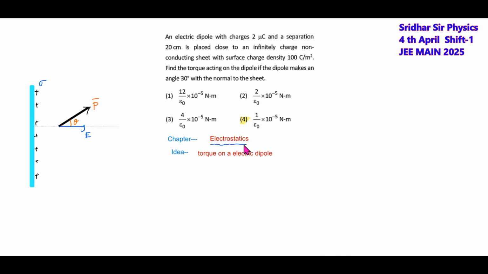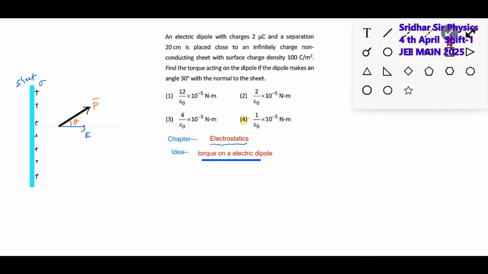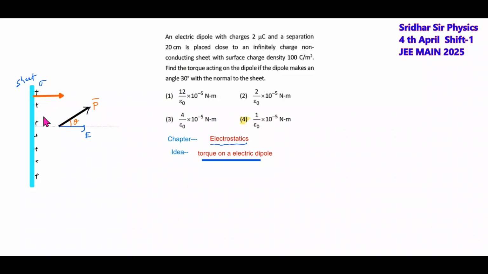On this question, based on the chapter electrostatics, torque on an electric dipole kept in an electric field. And there is a sheet, a charge sheet, which will produce a uniform electric field. In that uniform electric field, we kept this electric dipole. So we have the electrostatic field. This electrostatic field, I am showing it here.